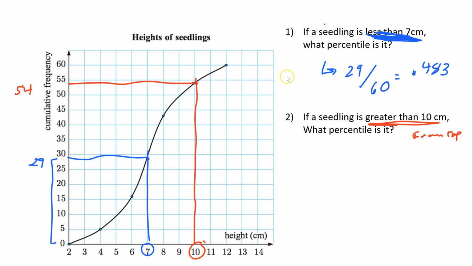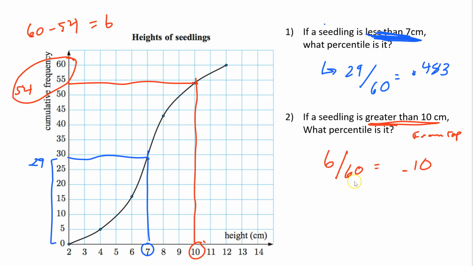Now here's the thing. Again, my answer is not 54. It says greater than. So how many seedlings are greater than that 54? Well, it goes from 60. So 60 minus 54 is 6. So there are 6 seedlings greater than 54. But again, I want percentile. So I have to divide by 60. That'll be 1 in 10 or 10%. 10th percentile. So that's the way that works.